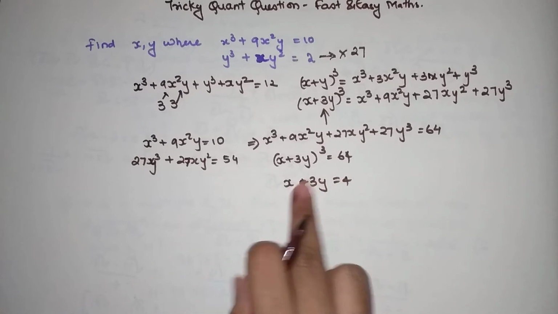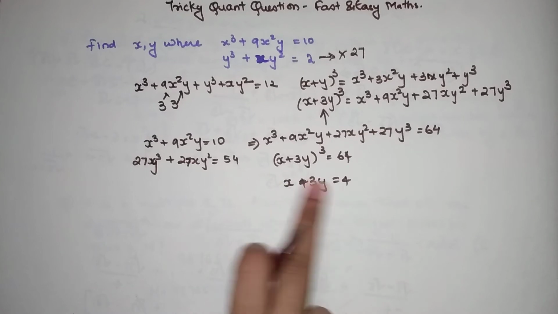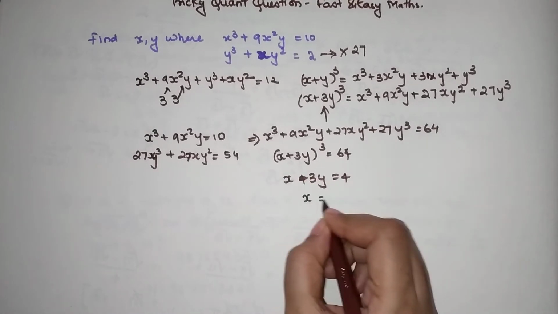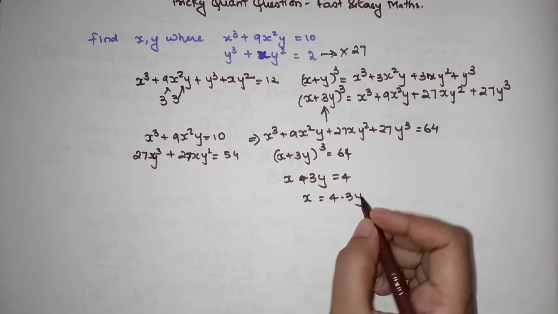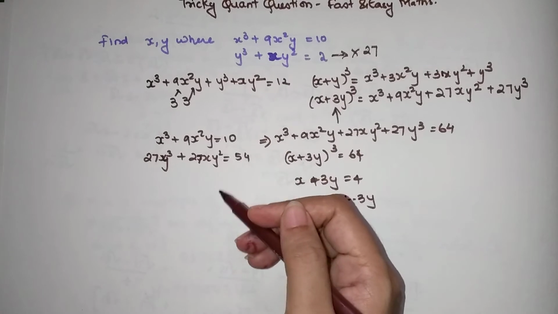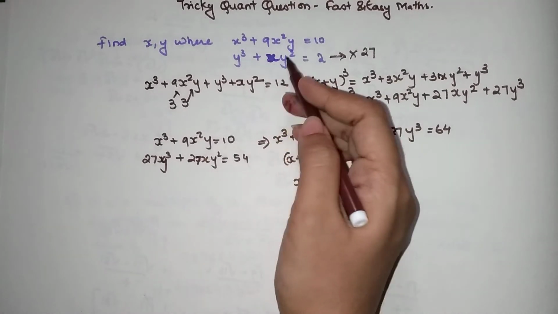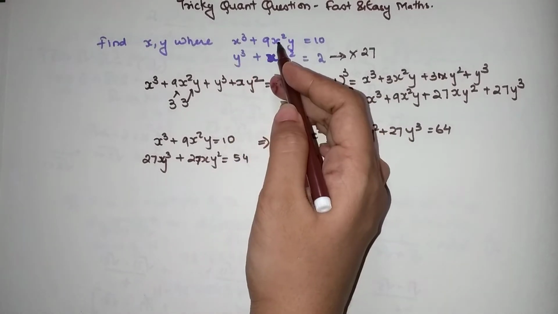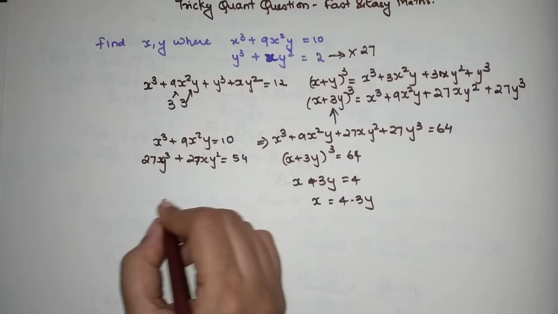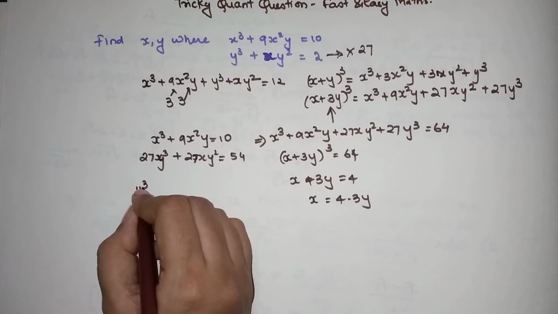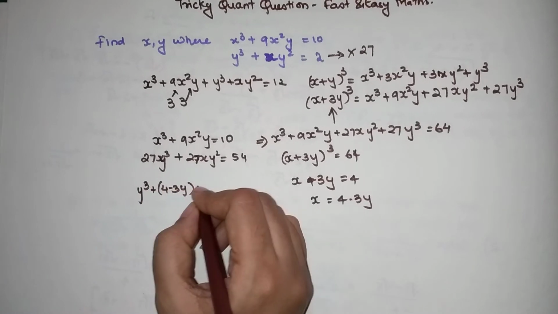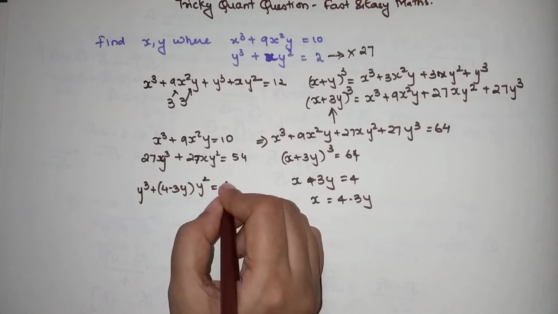So now here we got that x plus 3y is equal to 4. So now I can say that x is equal to 4 minus 3y, and we can substitute the value of x in either of the two equations. But I would suggest we substitute it over here, because here we are dealing with cube and squares of x that we don't want. So we get y cube plus (4 minus 3y) multiplied by y square is equal to 2.